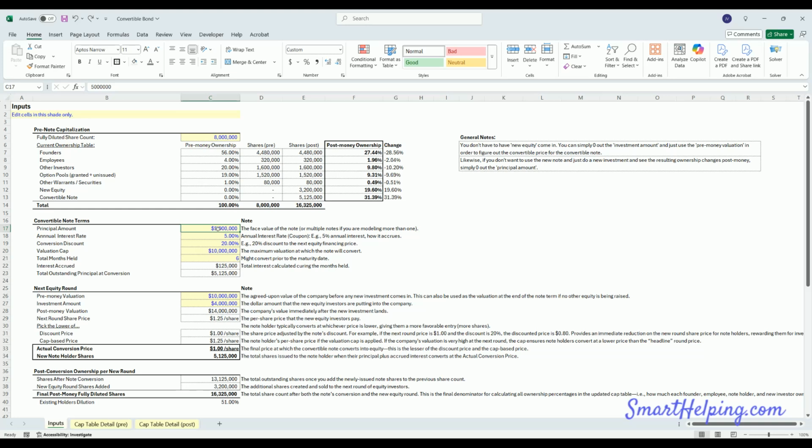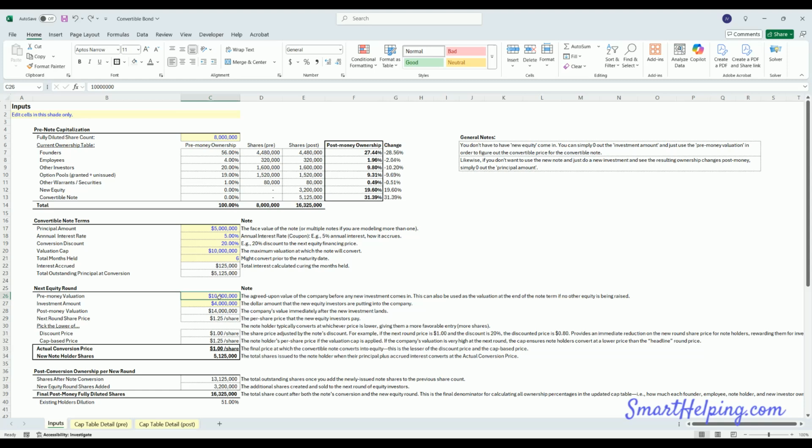You could determine the months held, and usually this note will accrue interest, add to the principal, and then this 5 million is going to be used as the basis for how many shares this convertible note gets. So let's say this happens, and now we're going to raise some more money.